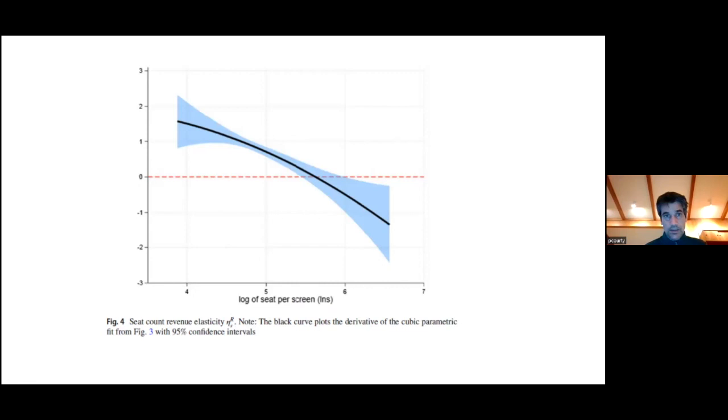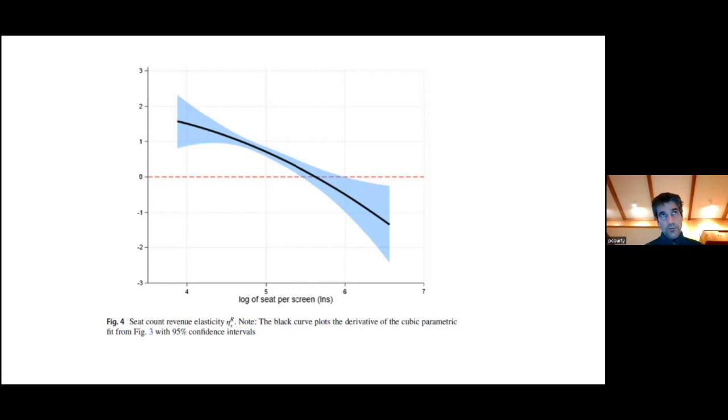And what we get here is that you do have increasing returns, but it's not statistically different from one, right? You see the curve is slightly above one, and then it's one for most theaters in that range, where the log of seats would be around five. But what we get is some significant decreasing returns for large theaters, for very large auditoria.